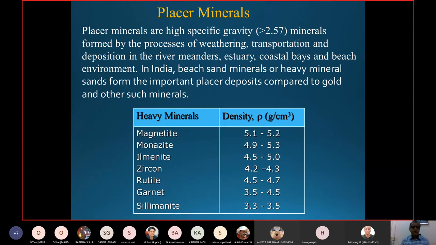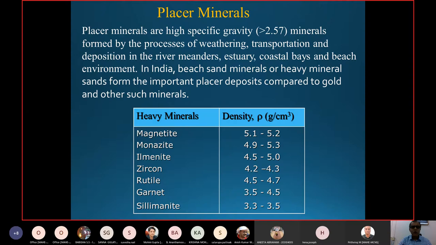I just would like to give a brief introduction. I think you all might have gone to the beach and seen the beaches, right? So when you go to the beach, you see the white sand. White sand is nothing but the silica rich sand, a quartz, which has a density of around 2.57. But what I'm talking about today is the placer minerals. Placer minerals are also, in colloquial way, called black sand.